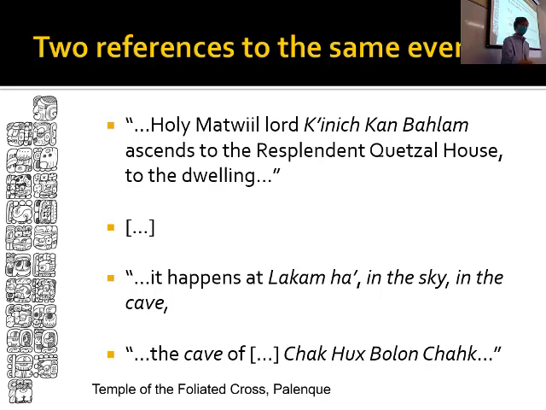And so in one case, he says, Holy Matwil Lord, Kinich Kan Balam, ascends to the resplendent Quetzal house, Kinich Kukna. That presumably is the name of the temple, right? To the dwelling, and then with two priests, he does it. It happens at Lakamha, in the sky, in the chen. It is the chen of Chak Ushbolonchak. So we know it's a house, and it's the chen of that god. And it's in Lakamha, in the sky, and in the chen.